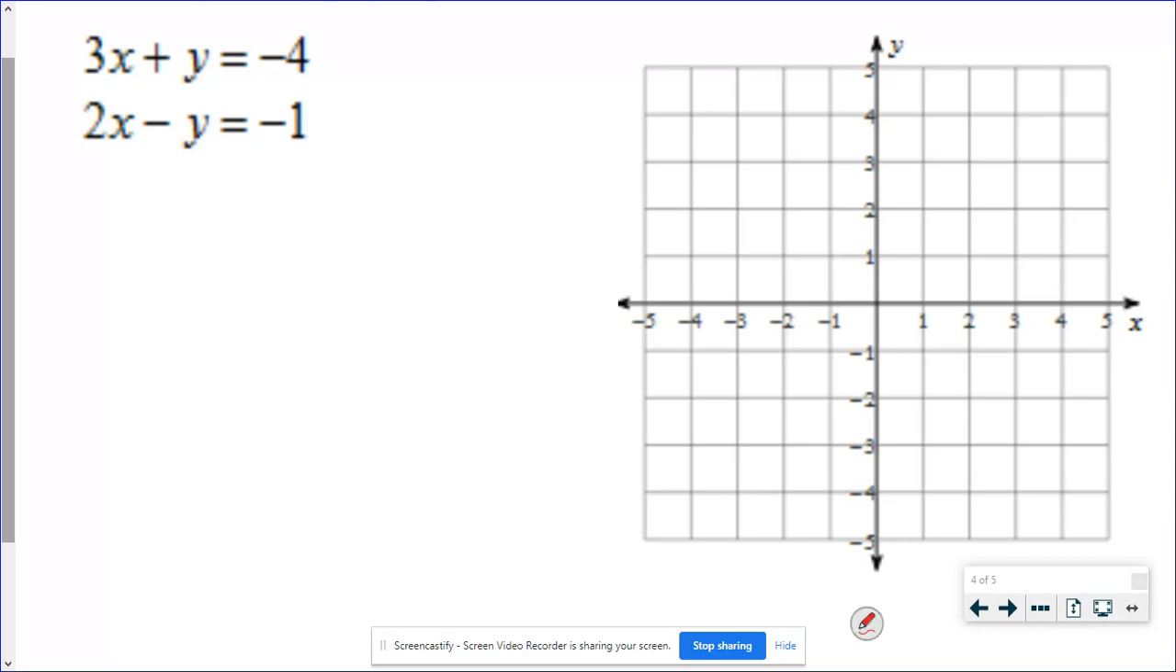So if I would, on the top equation, just get rid of my 3x, I would have that y equals negative 3x minus 4, or plus a negative 4, which means I would start at negative 4, and then typically I would go down 3 over 1, but I don't have space, so I have to go up 3 and left 1. So there is my first line.